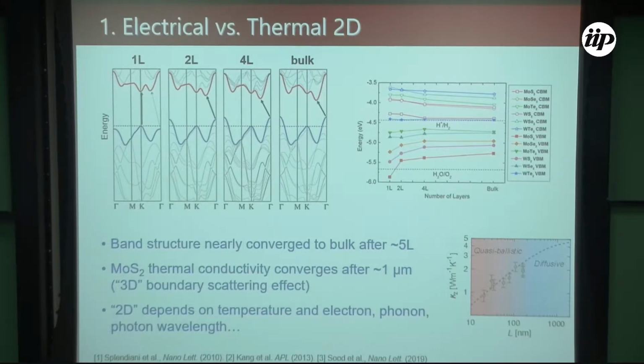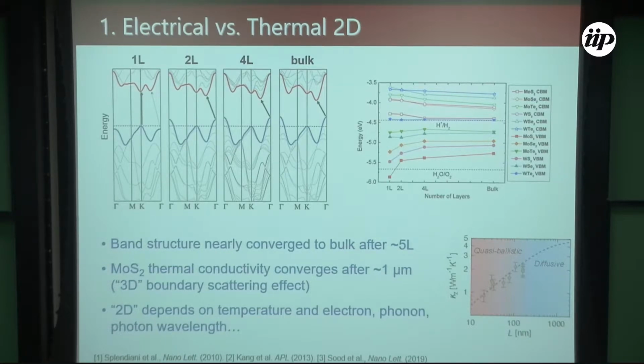Here's another calculation showing 1 layer looks special, 2 layer looks kind of special, 4 layer and bulk are not that different. And when the difference between the band structure of 4 layer and bulk is less than 1 kT or a few kT, for me, it's kind of like they're starting to look like bulk. So I think anything over about 5 layers, I will probably try not to call it 2D. I'll call it layered whatever.